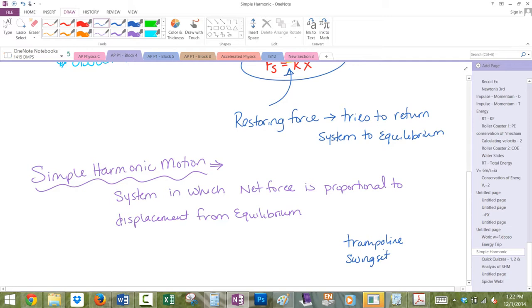Okay. But I'm going to give you another example that may help us do that in a second. What other examples do you have? So maybe a teeter-totter.